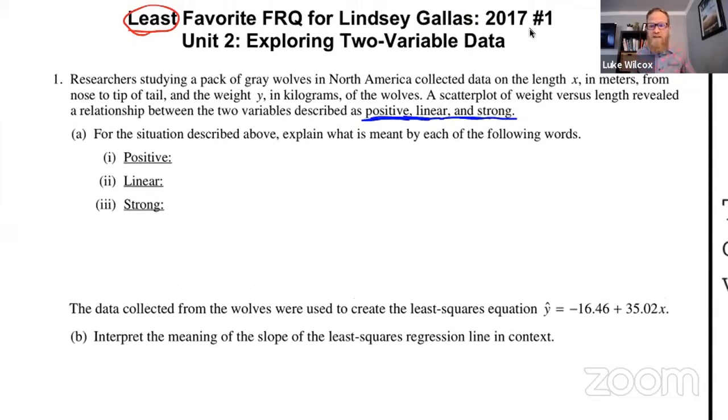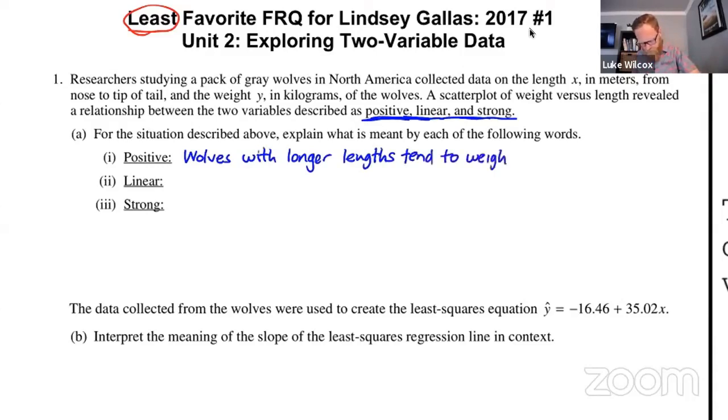So let's start with a positive relationship. A positive relationship means that as the x value goes up, the y value tends to go up as well. But we want to put it in the context of the problem. So as the x value goes up, the wolves are getting longer and longer. So I'm going to say wolves with longer lengths, right? That's the x value increasing, tend to be paired with values of y that are larger. In this case, they're weights. So I'm going to say tend to weigh more. So the longer the wolf is, the more we expect the wolf to weigh.